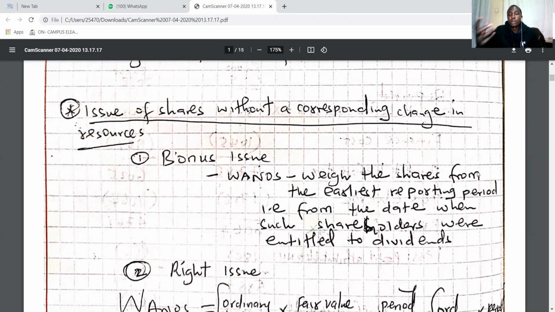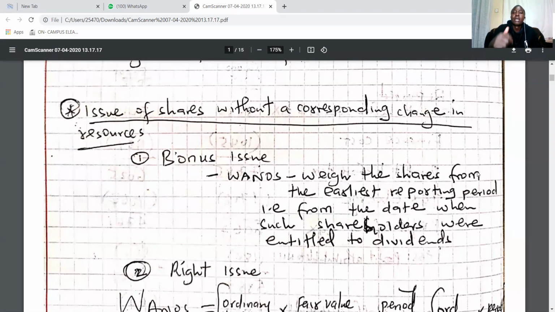So what are you supposed to do with the denominator? The shares which were created, that is, which were issued through the bonus, you weigh those shares from the earliest reported period, so from the date when such shareholders were entitled to the dividends. When I come to do an illustration is when you will understand this more.